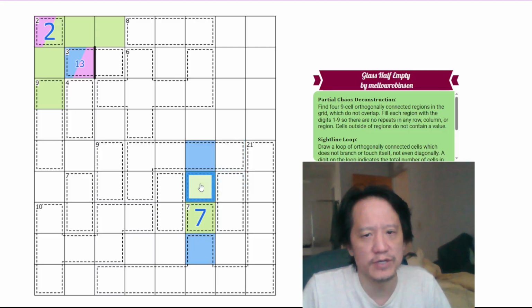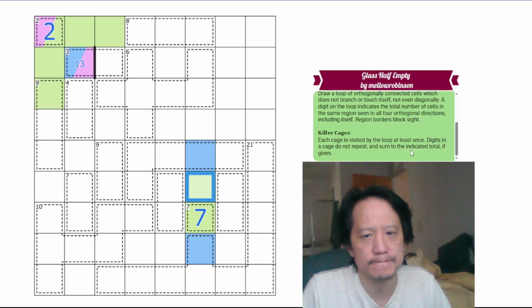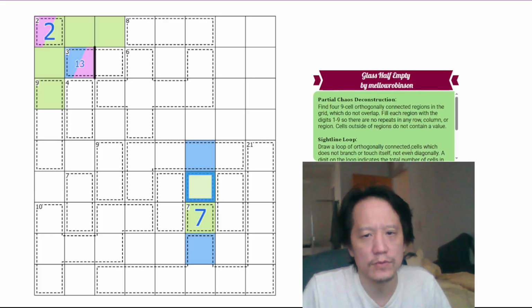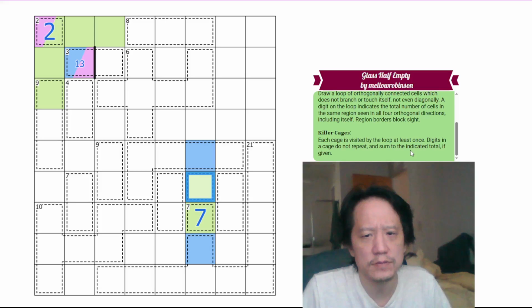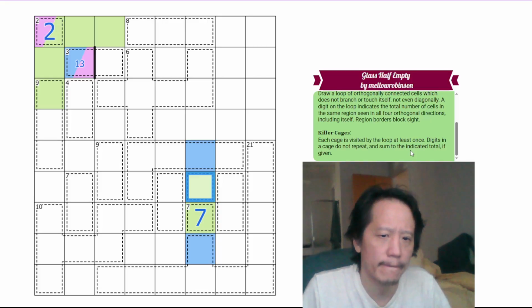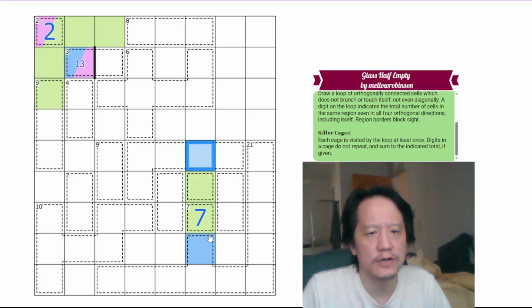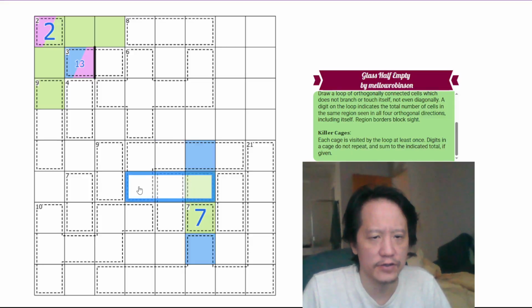This must be a digit. Is it? No, it doesn't have to be. It does have to be visited by the loop, though. These, again, are not on the loop. It could go something like that. It could go something like that. It could go something like that, or something like that.